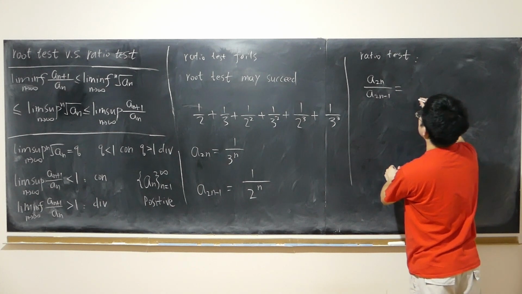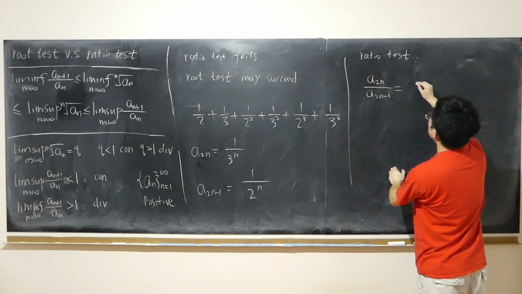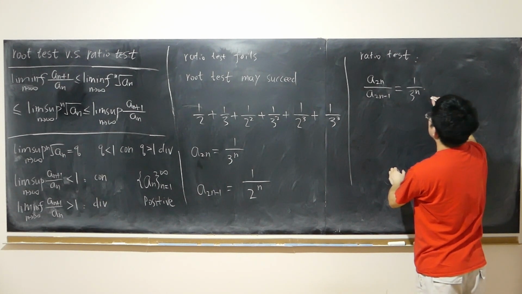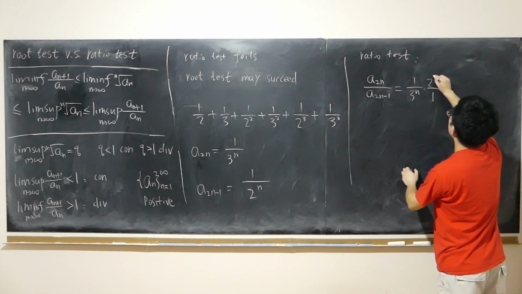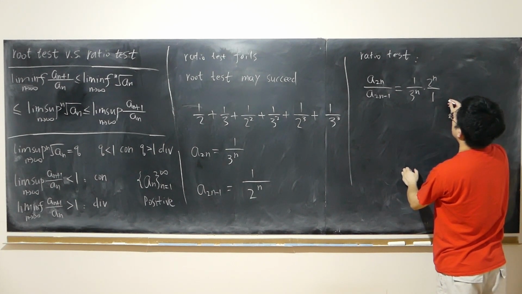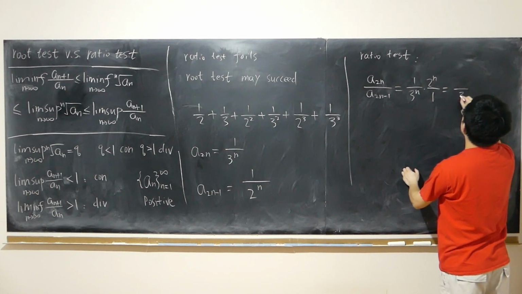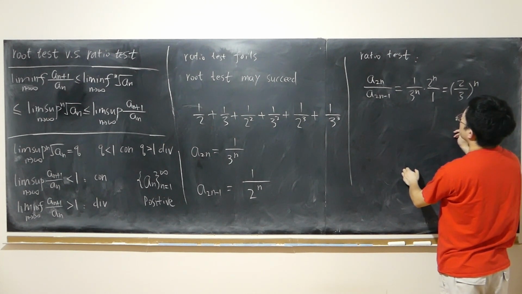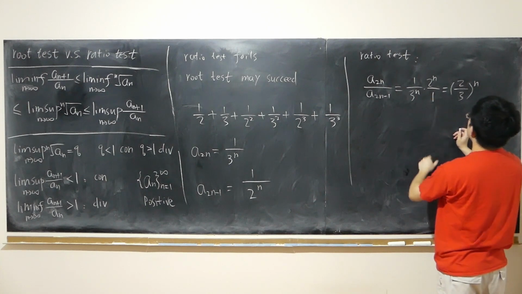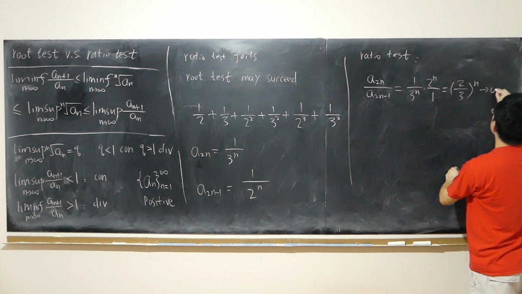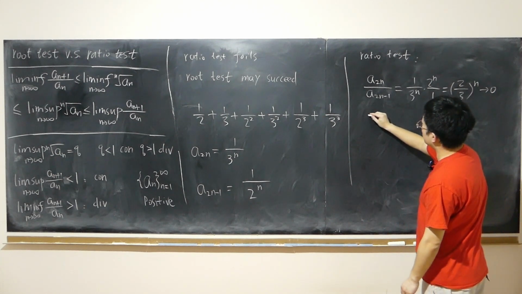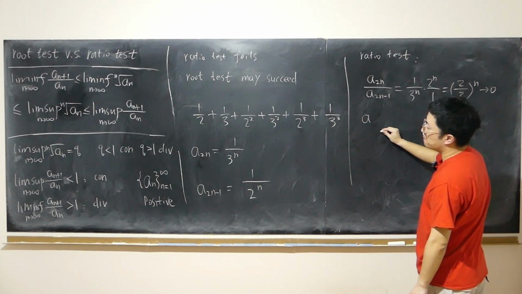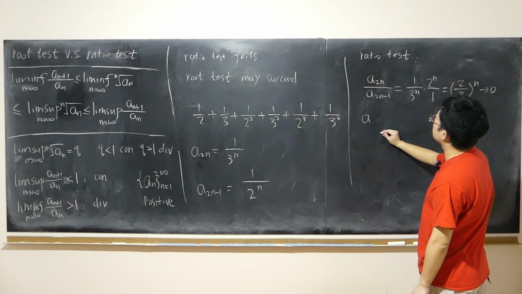That is equal to 3 times 2 to the power of n. Does this have a limit? 2 over 3 to the power of n, as n goes to infinity, it's tending towards 0.